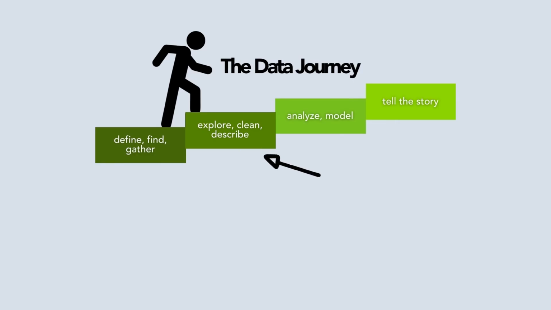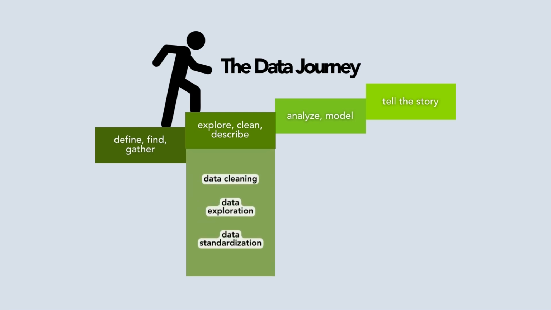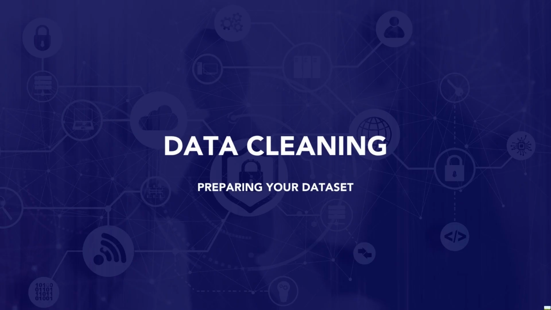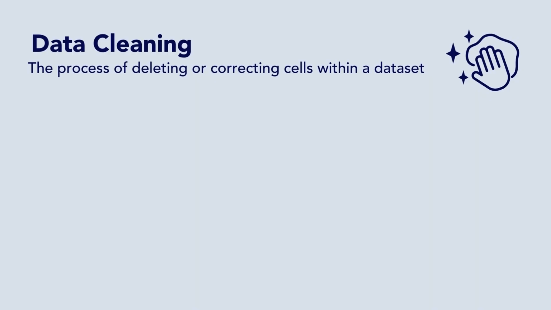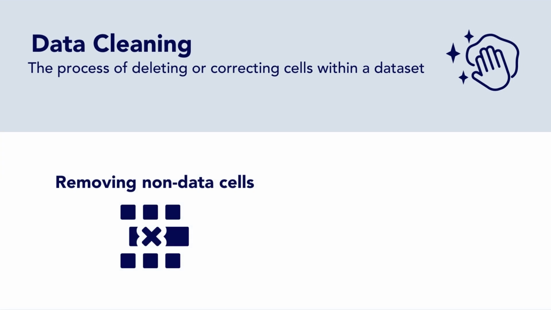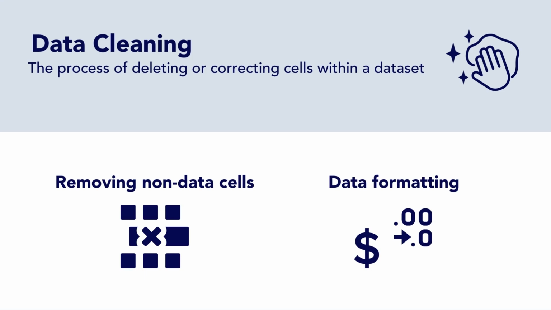Now that you've gathered and organized your data in the first step of the data journey, it's time to take an in-depth look at what you've collected. This step focuses on preparing your data for analysis by cleaning, standardizing, and exploring it. Datasets often need a little bit of cleaning up to make them as easy to use as possible. The data cleaning process involves both the removal of non-data cells in the dataset and also data formatting.